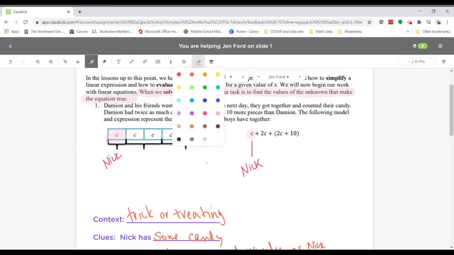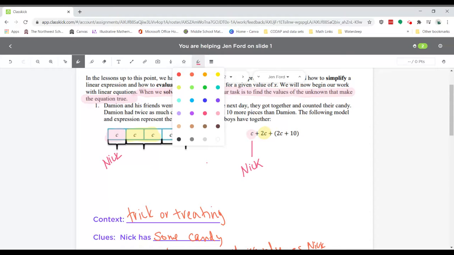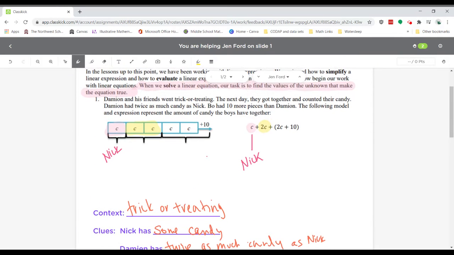All right, then let's use a different color. It's kind of contrasting, maybe yellow. So this part right here, that part right there, those both represent the same part of the situation. I don't know if yellow is going to show up, but we're going to try. Damien has twice as much candy as Nick, so this is Damien.